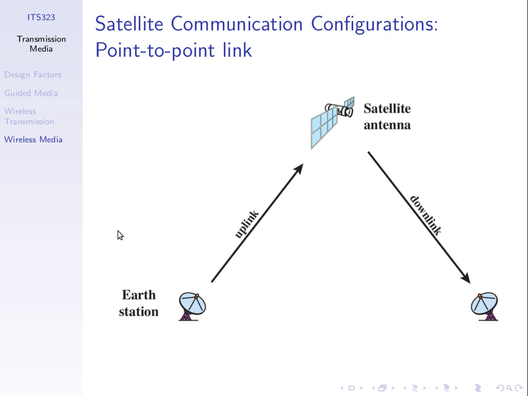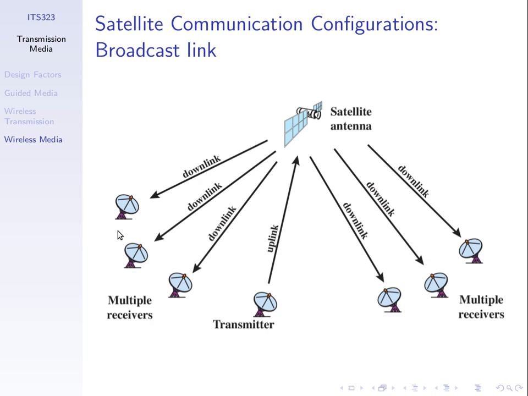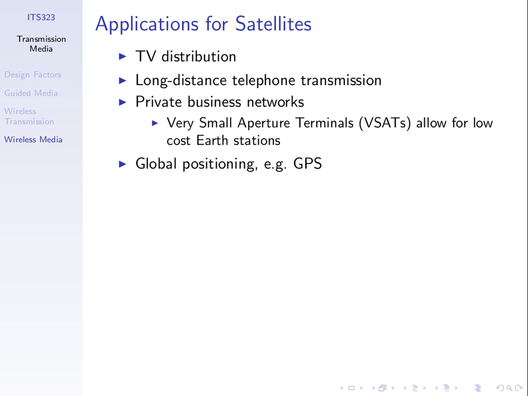TV, that's the point-to-multipoint configuration of satellites. Used for TV distribution, long-distance telephone communications. Some companies may have some small terminals on them so that they can communicate via remote offices together via a satellite. GPS, internet in remote locations where there's no wired internet access, then sometimes satellite internet is the only reasonable option.